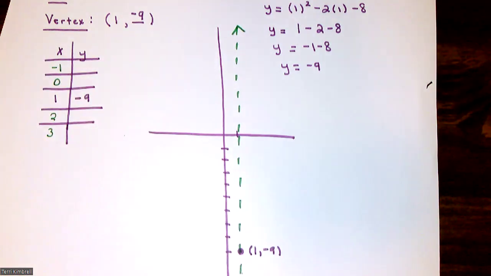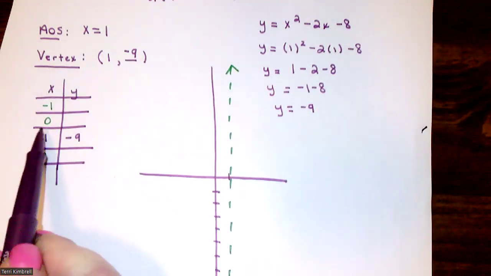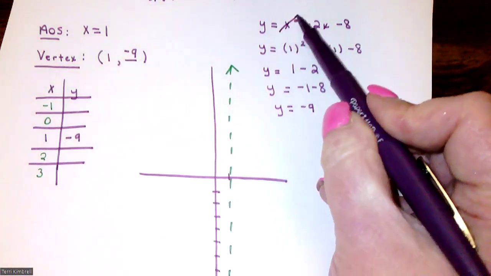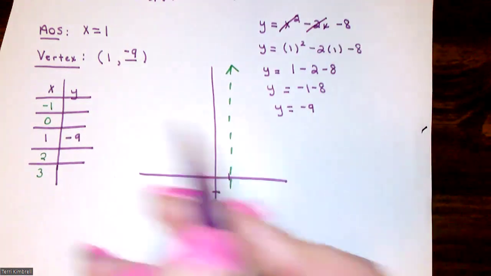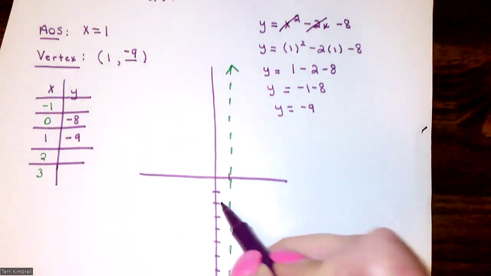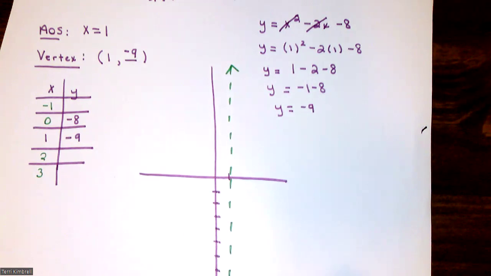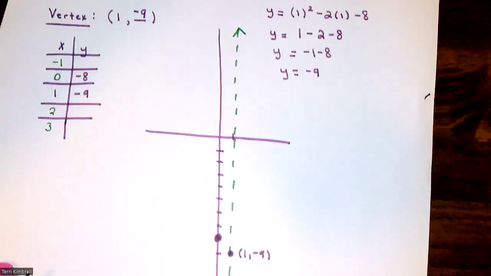Okay. Now, if you remember earlier when we were talking about your y-intercept, if you were to put 0 in, all of those would go away, and your y-intercept would be -8. So we would go to 1, 2, 3, 4, 5, 6, 7, 8. So your y-intercept would be at 0, -8.